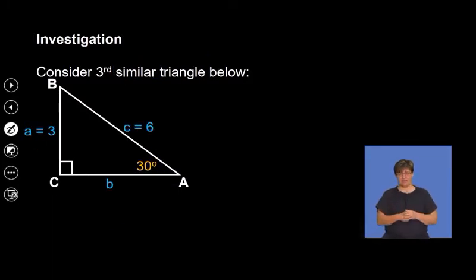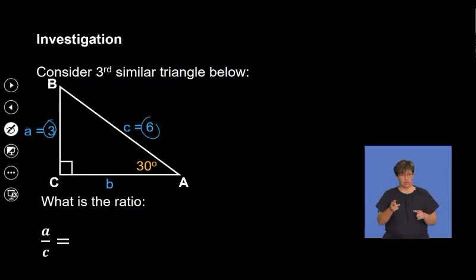Now, the third similar triangle below has 3 and 6. Let's look at the ratio. If it's the same, then bravo, we are still talking about similar triangles. So the ratio will be 3 over 6, which is the same as 1 over 2, which is the same as 0.5. So you see, we're still talking about similar triangles.